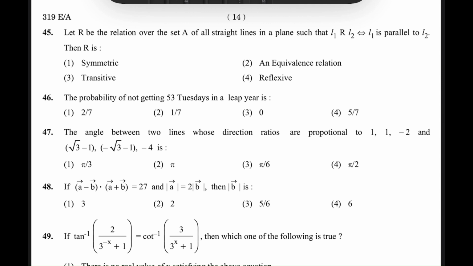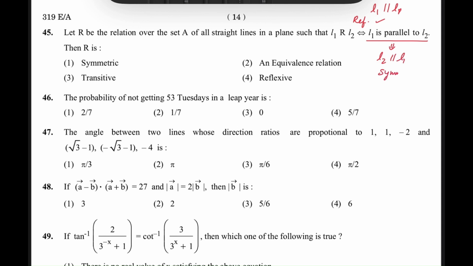Again, an easy question from relations. He's giving a relation on all straight lines. And what is the relation? If they are parallel. So a line is parallel to itself, yes. So it is reflexive, because L1 is parallel to L1. Easy. If L1 is parallel to L2, I can write L2 is parallel to L1. So it is symmetric also, right?